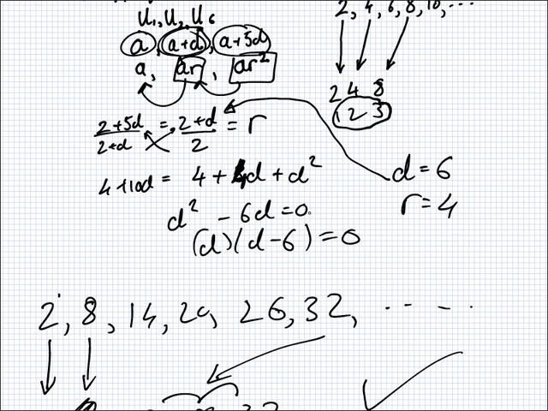It was actually number 3 in the workbook, if you want to have a look at the question. Consider an arithmetic progression. The first, second, and sixth terms of the arithmetic progression are in geometric progression. The first term is 2. What's the common difference and the common ratio?